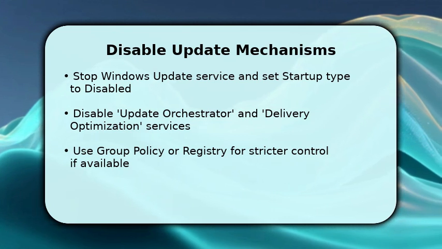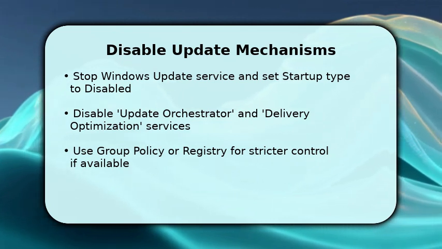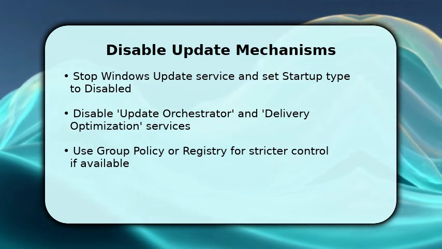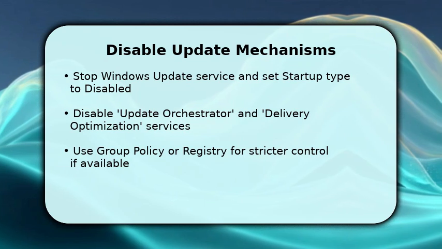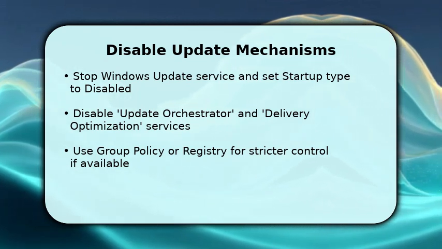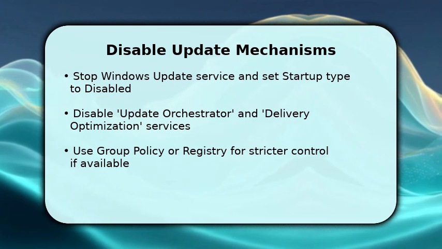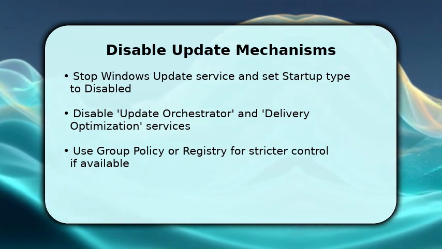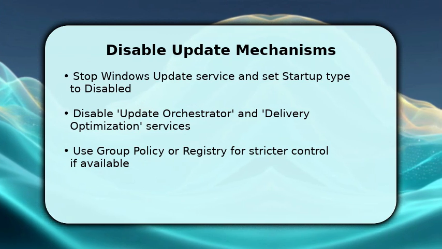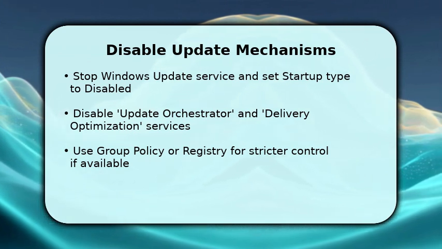If you're on Pro or Enterprise, open gpedit.msc and configure automatic updates to disabled for stronger control. Otherwise, use the registry. Backup first. Then set No Auto Update to 1 under Policies/Microsoft/Windows/Windows Update. These steps reduce automatic update triggers system-wide.